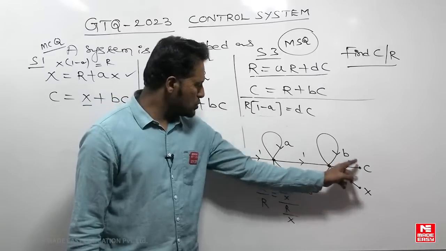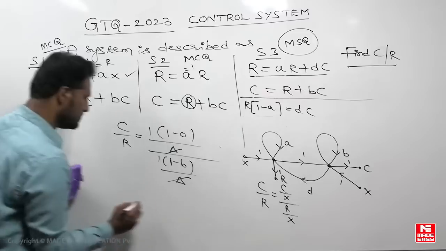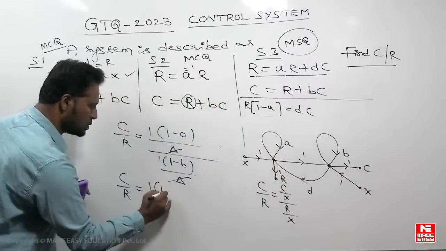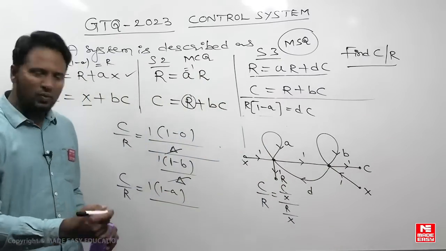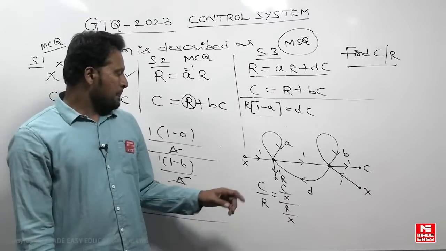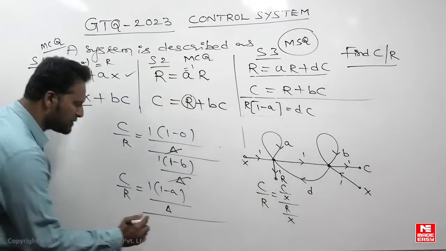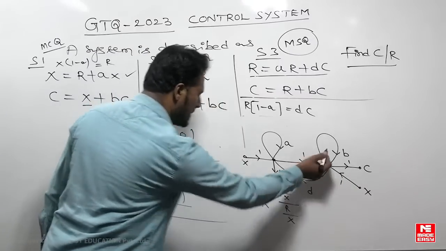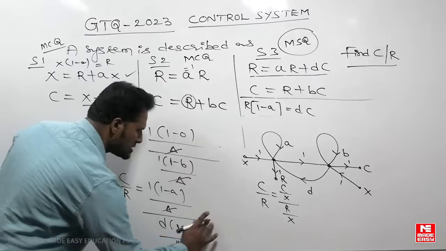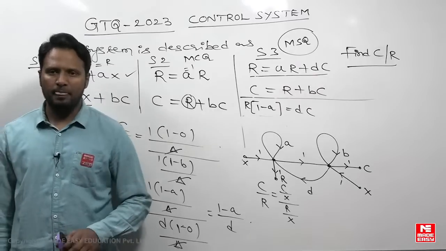C by R, X to C, one forward path of gain 1, to that this loop is not touching, whose gain is A, so 1 into 1 minus A by delta, upon X to R, the forward path is of gain D. To this forward path, all the loops are touching, upon delta. What answer did we get? 1 minus A by D. That's the thing. Got it?